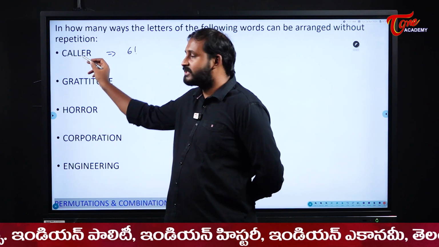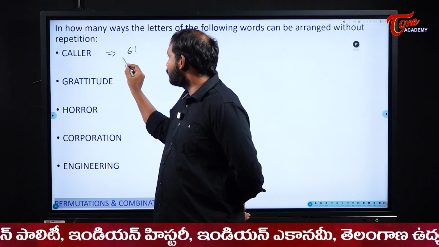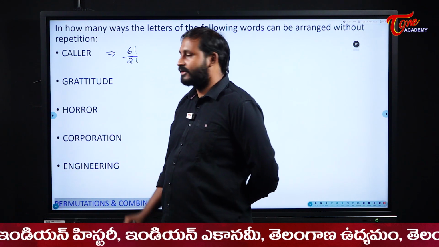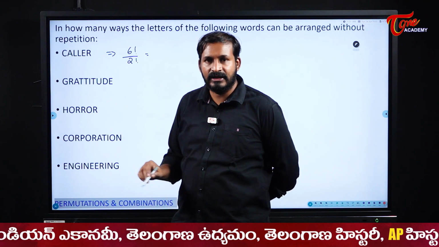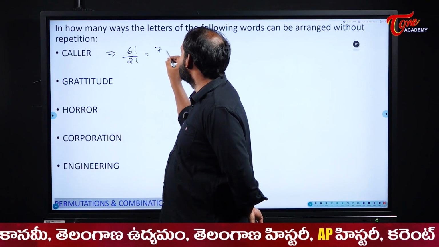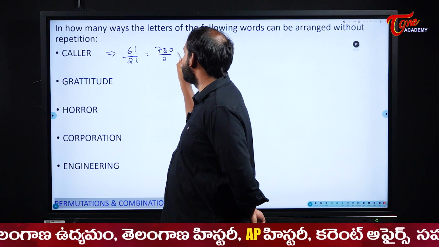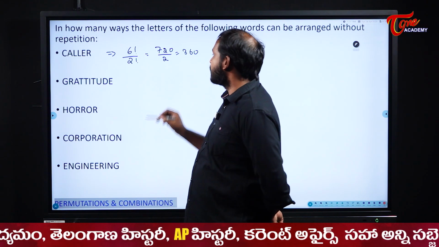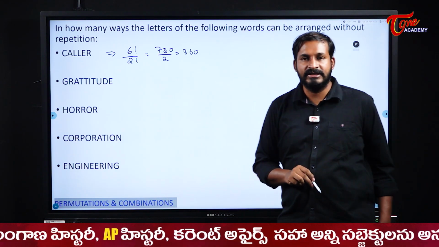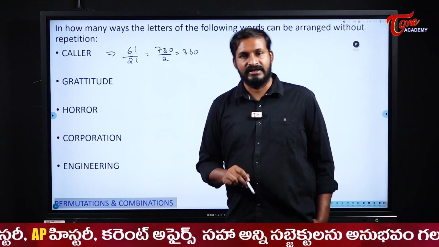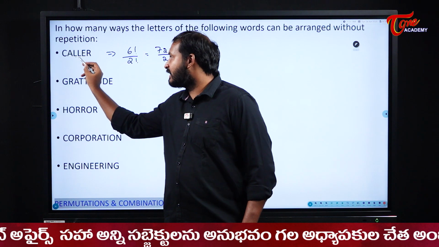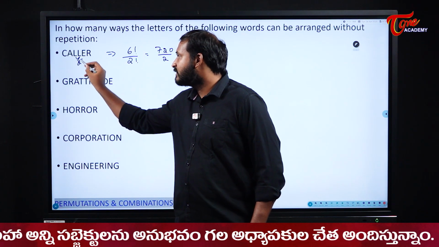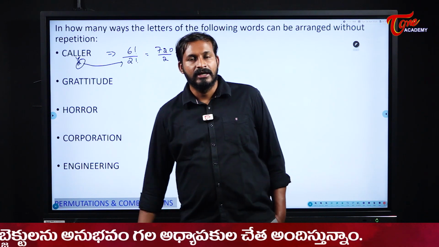But here L was repeated 2 times. So we will have a denominator as 2 factorial. What is 6 factorial? 6 factorial is 720. What is 2 factorial? It is 2. It will become 360. That means the letters of the word collar can be arranged in 360 ways. Why we have taken 2 factorial: because letter L was repeated 2 times. Because of that reason, I have written here 2 factorial.